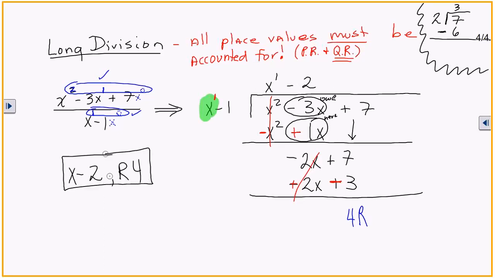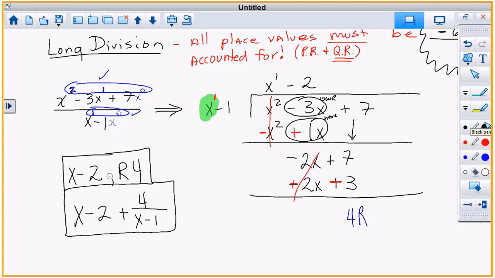And the other way is to write it as x minus 2 plus 4 over x minus 1. Now you need to write both in your homework or your practice problems, because your homework or your test may ask for one or the other or both. And that's how you do long division. Now I'm going to do one next, and I'm going to have a term missing. So let's go ahead and write down one and do a term that's missing.